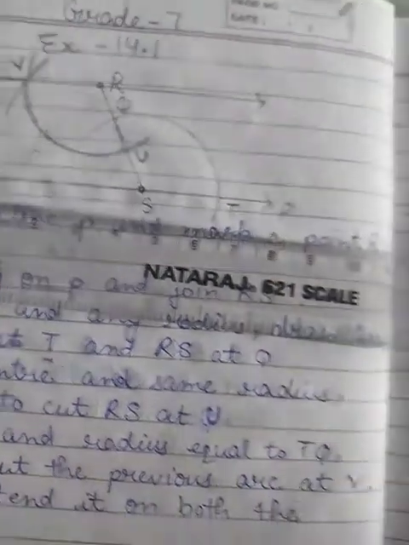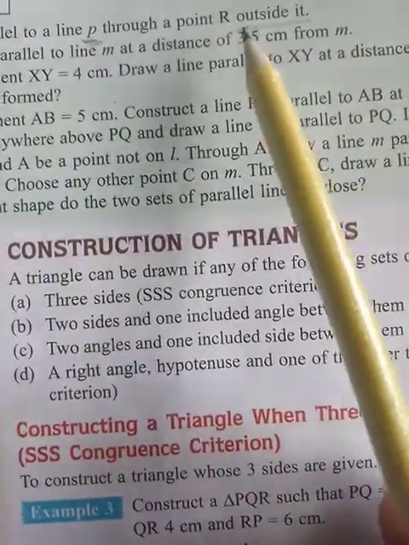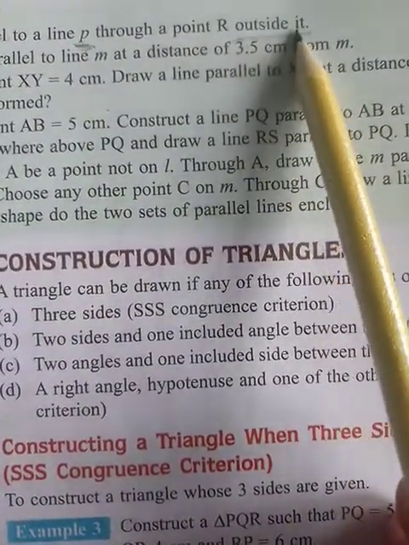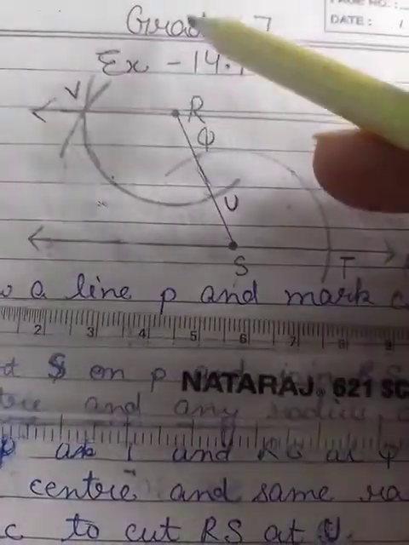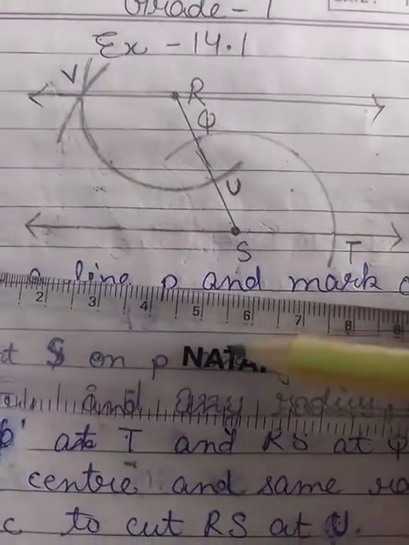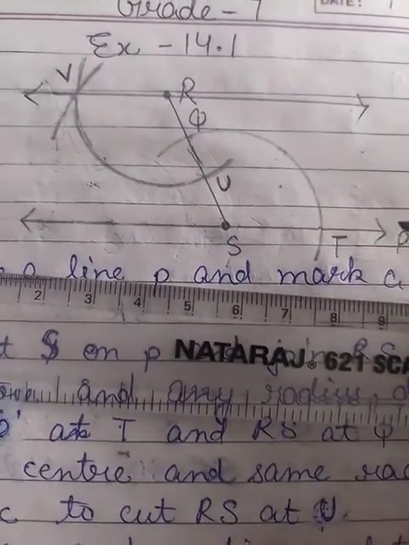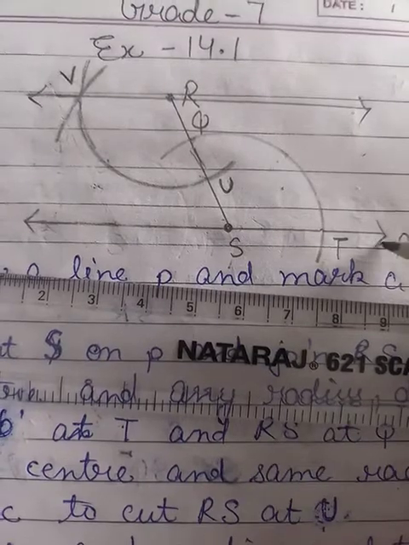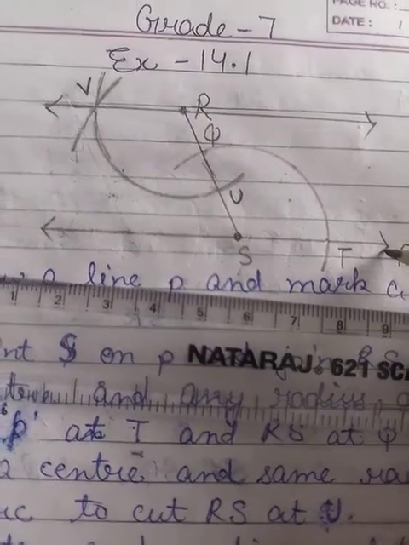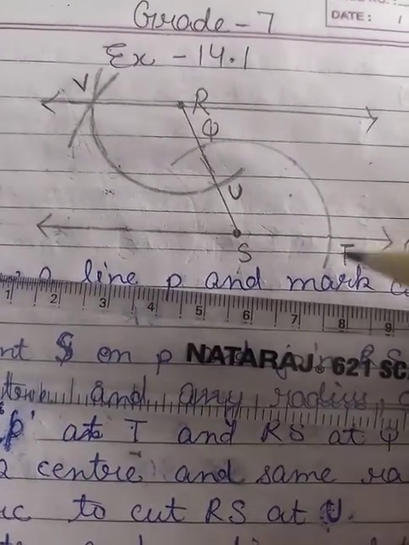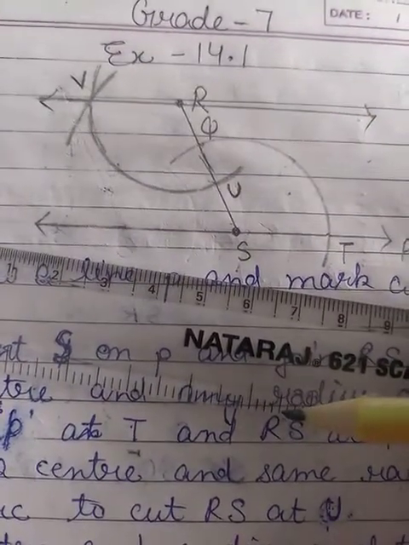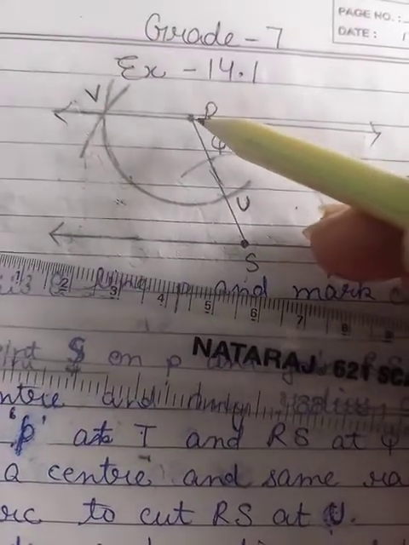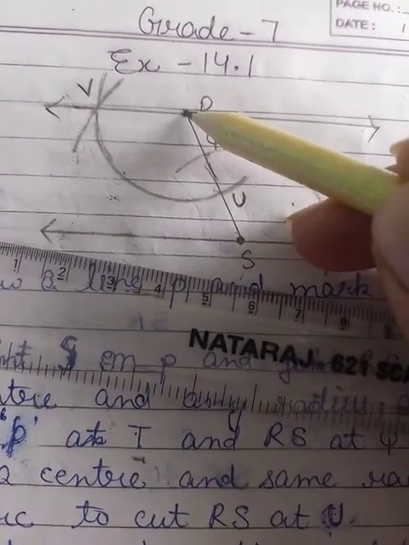After that, they said that point R is outside it. So you can mark point R anywhere on the top, or you can mark it on the bottom, wherever you draw the line P. From that line P you can mark the point R upward, or you can mark point R downward. Here I have marked the point R.